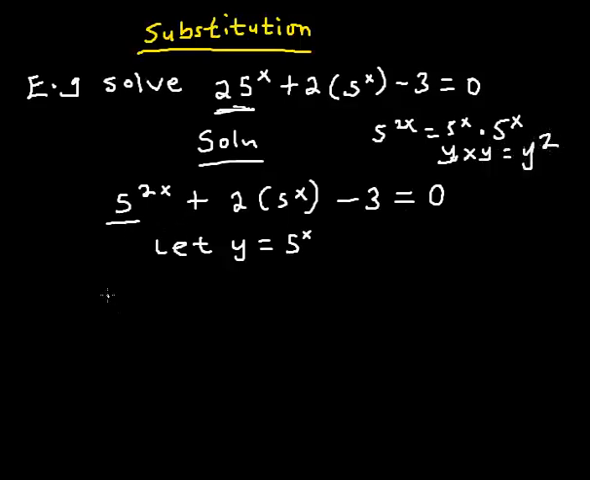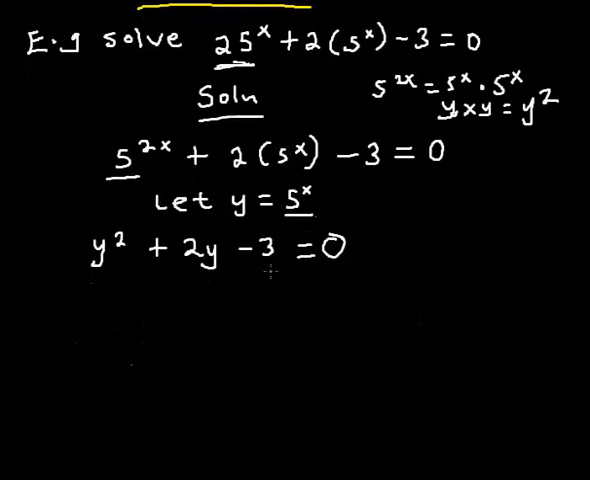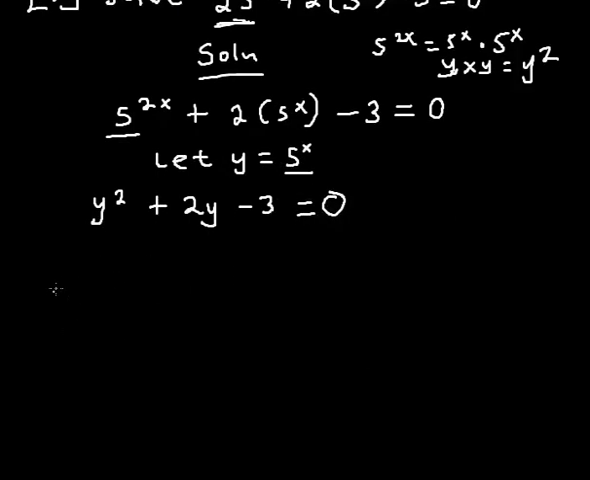So what I'm going to have is y squared plus 2 times y minus 3. As you can see, by this simple substitution, I've converted this exponential equation to a quadratic equation. It is after I have solved this quadratic equation that I will come back to get the value of my x. So first I need to get the value of y by solving this quadratic equation. We can go by the general formula, much easier.